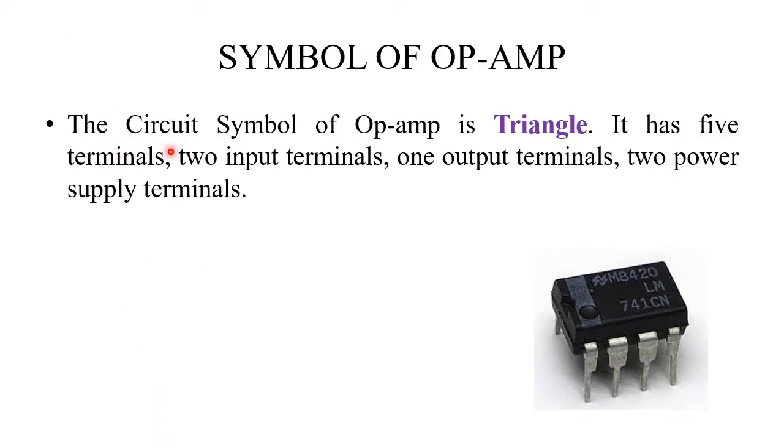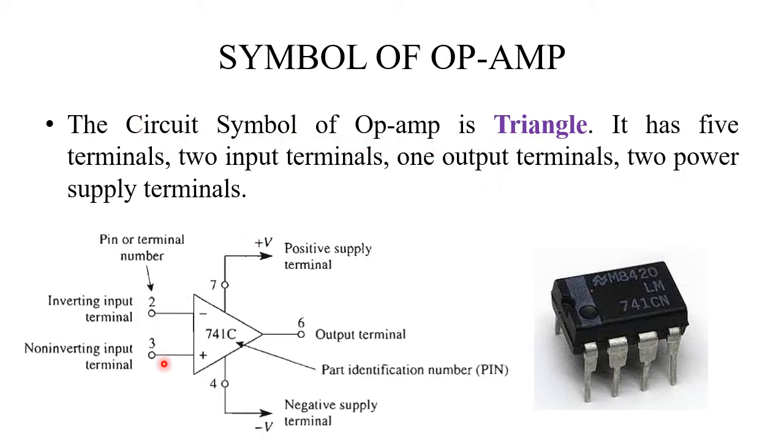Symbol of operational amplifier. The circuit symbol of operational amplifier is triangle, and this is the symbol of operational amplifier, and it is tilted towards right, and this indicates the signal flow. You see, the signal will flow from left to right, and that is one of the reason for this symbol. And it is having 5 terminals.